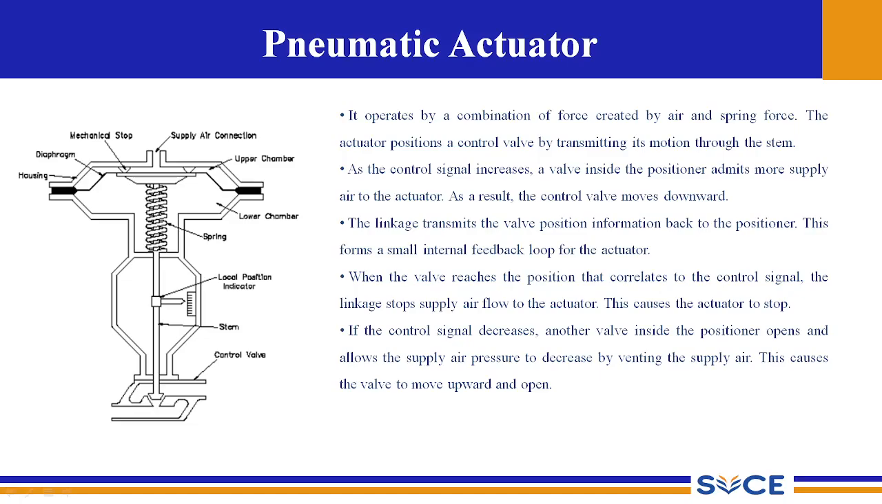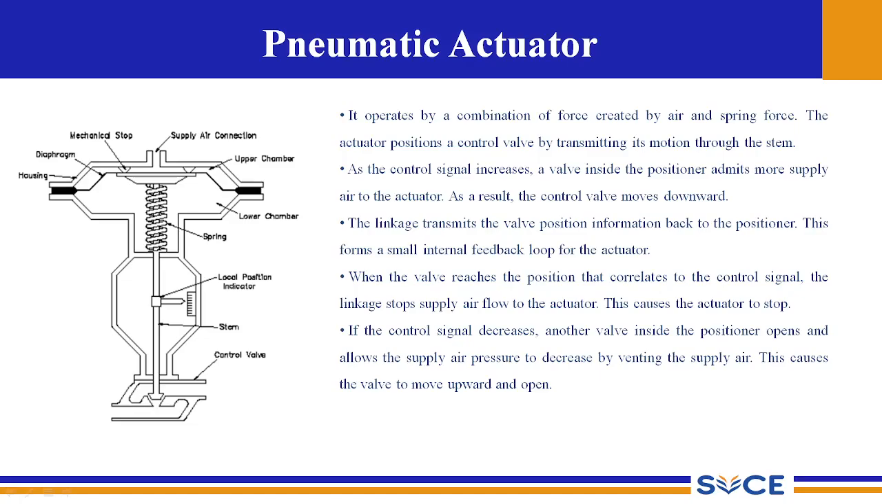Then when the valve is reaching the position that correlates to the control signal, the linkage will stop this flow condition so that the actuator will be stopping. So the spring will be at a particular value of tension so that this stem is placed in the seat arrangement of the control valve.